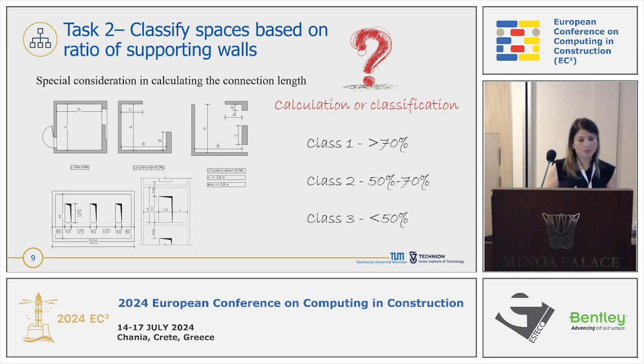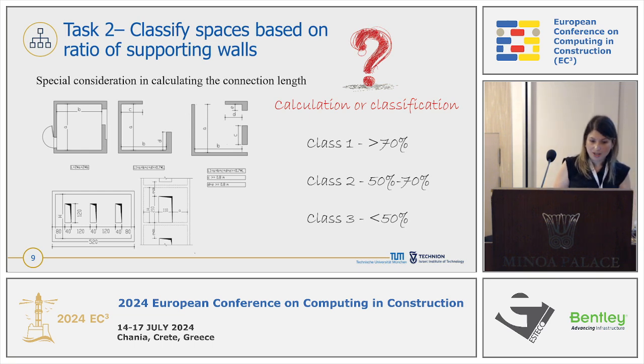Just to give you an example, sometimes a wall that has an opening in it will be calculated in this ratio of supporting walls, sometimes it will not. And it doesn't just depend on the size of the opening, it also depends on the location of the opening in relation to other openings on the same level. So there are lots of topological considerations between the elements that have to be taken into account.